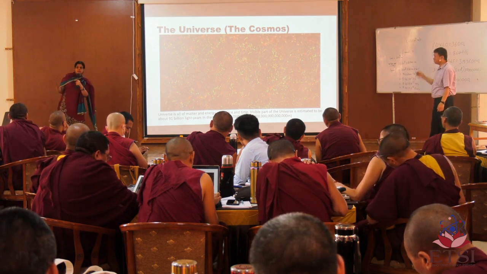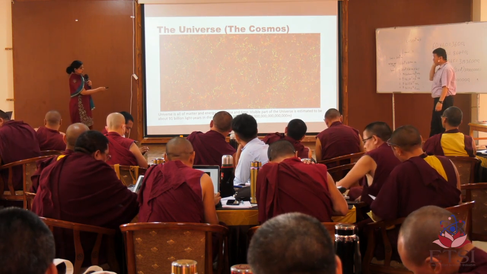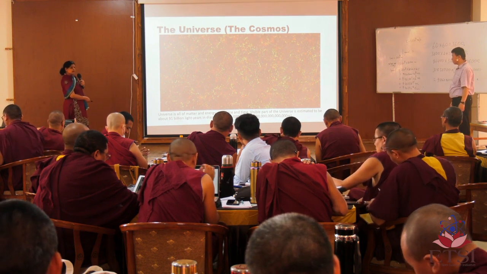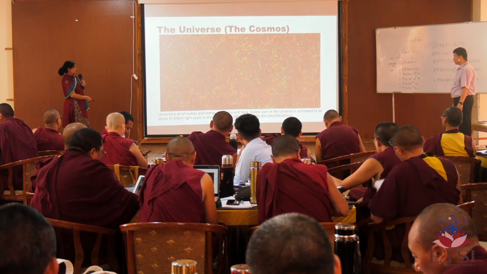If you really want to practice math at home, you know 1 light year is these many meters. You can convert 91 billion light years and see, you will get this number approximately.